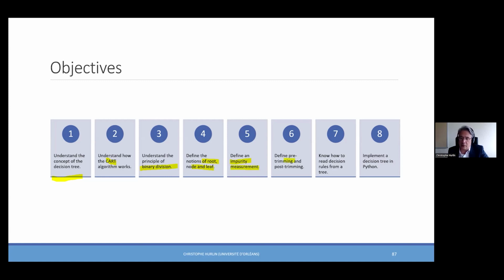And then we will discuss how to trim a decision tree, by distinguishing pre-trimming and post-trimming. I will teach you how to read the decision rules issued from a tree, so how to read a tree, how to interpret a tree, and to implement a tree with Python. Okay.